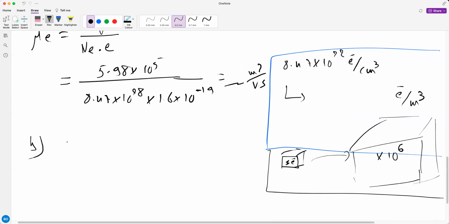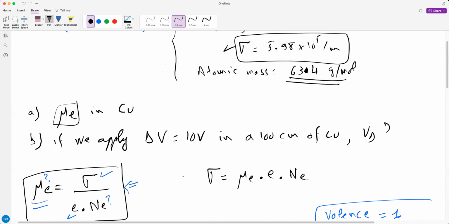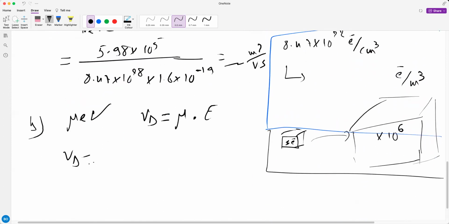Second question. Now we calculated the mobility. Now, what is the drift velocity? Drift velocity is equal to the mobility times the electric field. If you remember, I apply a potential difference of 10 volts over 1 meter. So it's very easy. The electric field will be delta V divided by L, so the mobility that we found here times delta V of 10, divided by 1, because it's in meters. So it's a straightforward question.